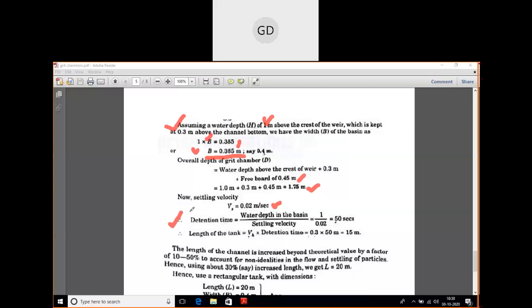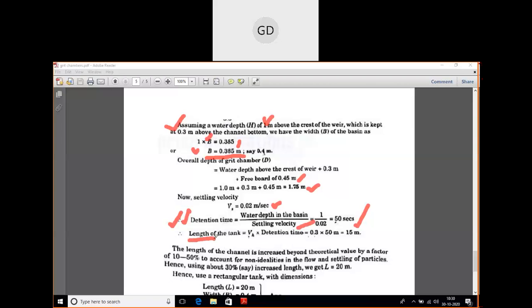So the detention time formula is this one. Already you also got it while doing the raw water sedimentation tank formula. Okay, so here also this is the formula for your detention time. So it is water depth, we have assumed it to be 1, and settling velocity is 0.02. So you got the detention time to be 50 seconds. Okay, so now you need to find out the length of the tank.